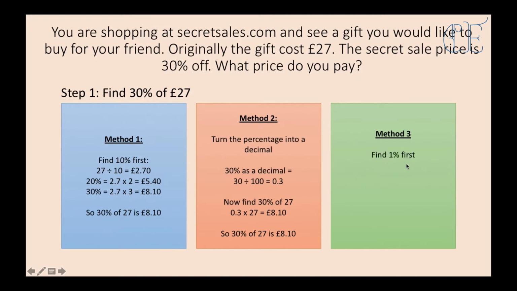Okay, to find 1%, we take our £27 and we divide it by 100, because percent means out of 100. So I'm going to split my 27 into 100 pieces to find what 1% is. And then, because I've got my 1% now, which is 0.27, I just have to times it by 30, because I want 30%, and this is 1%, so I want 30 of them. So if I times it by 30, it gives me £8.10. So again, 30% of 27 is £8.10.